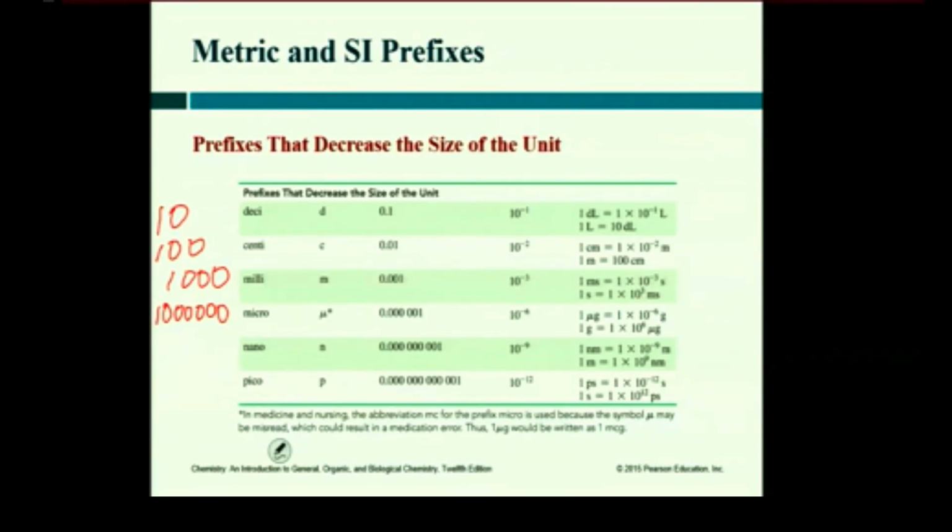How many microliters in a liter? 1,000,000. That's what the prefix micro means, right? And micro is the one with the weird symbol, this little Greek symbol, mu. Okay? Fair enough?